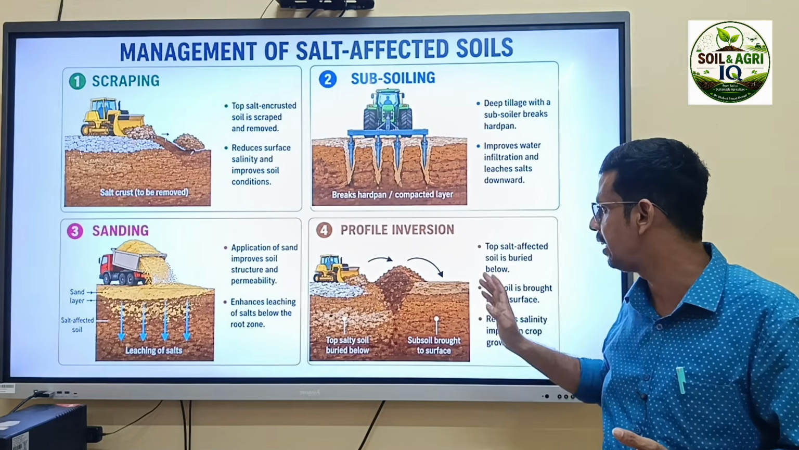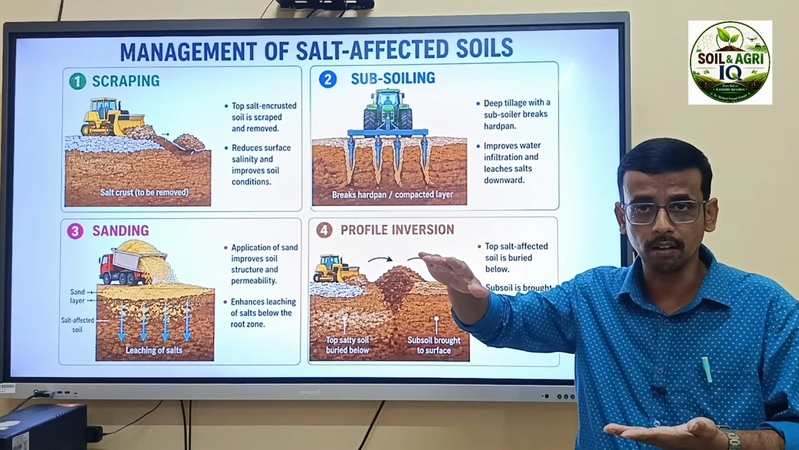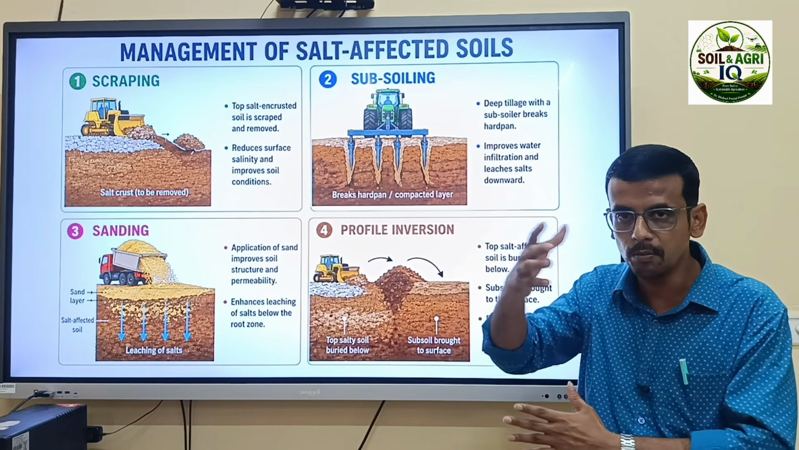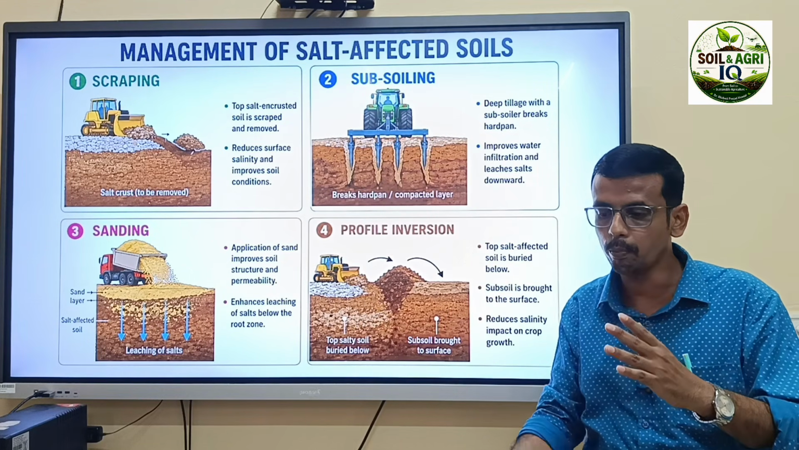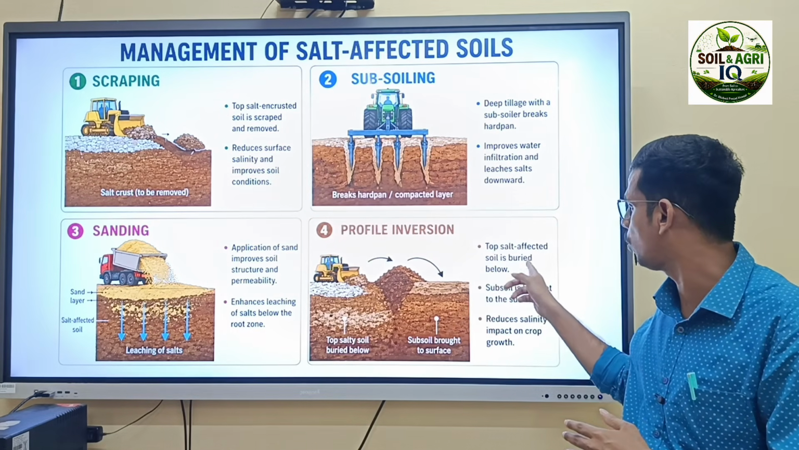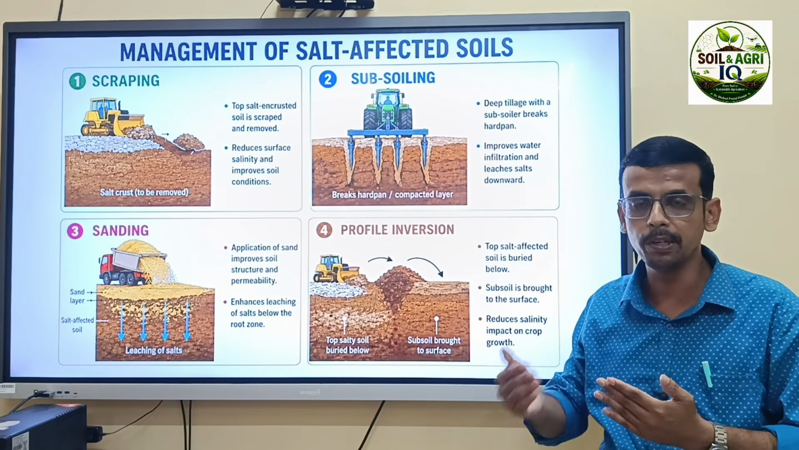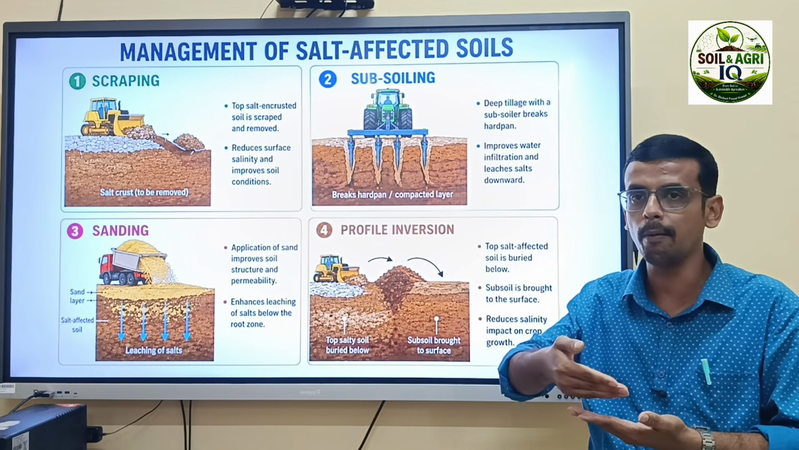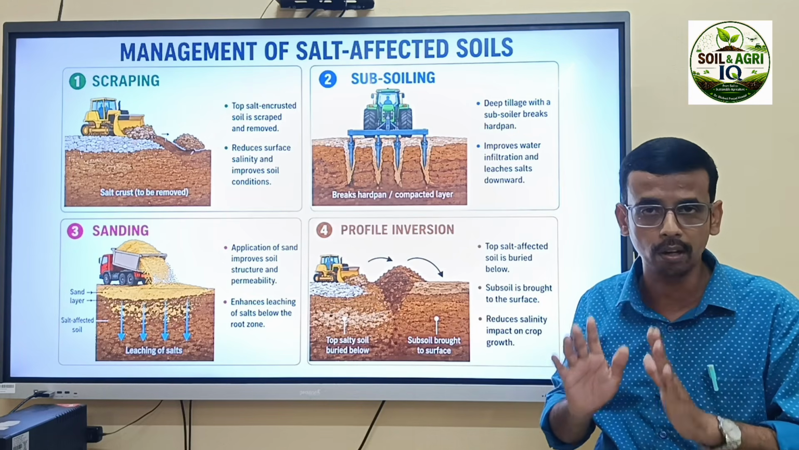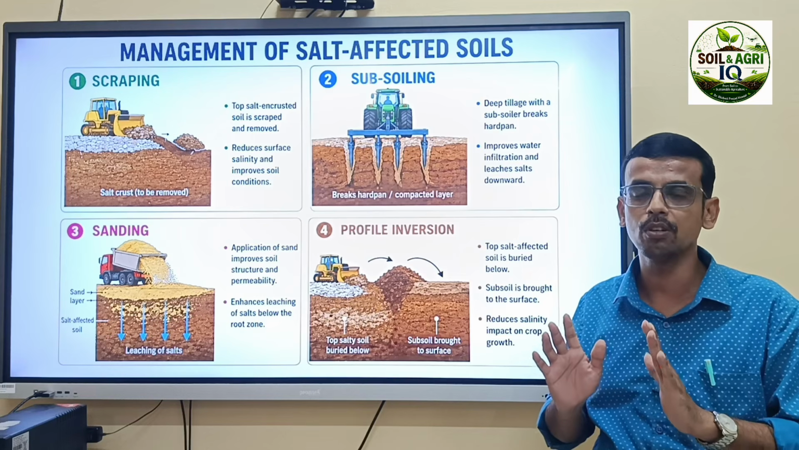So sanding and profile inversion: if the surface soil is saline but the subsurface soil is good, what you will do is invert, meaning bring the subsurface soil to the surface and bury the top salt-affected soil down. So bring the good subsurface soil to the upper layer. This is called profile inversion. So these are the four most well known, most widely accepted physical methods of reclamation of saline soil.